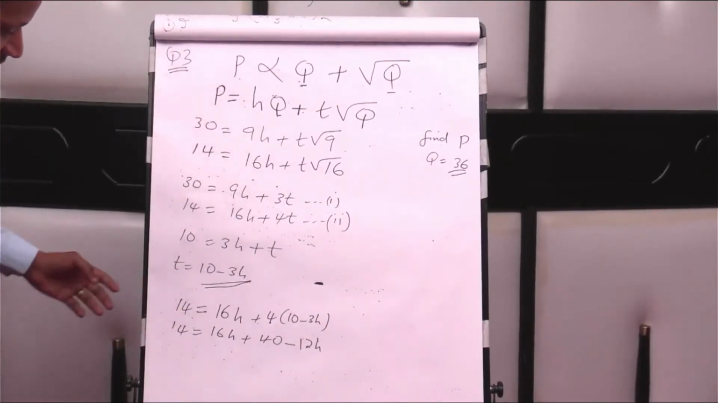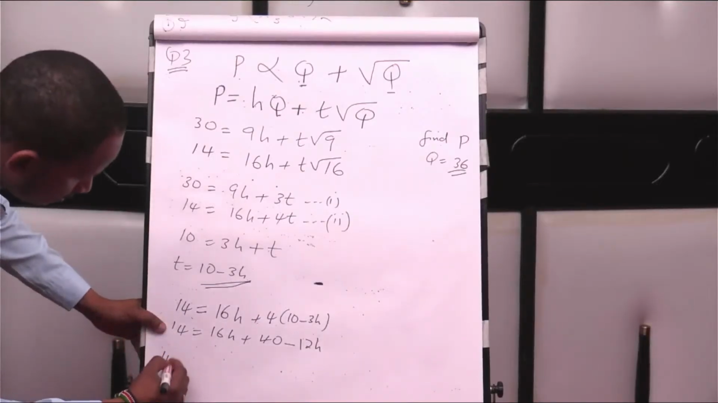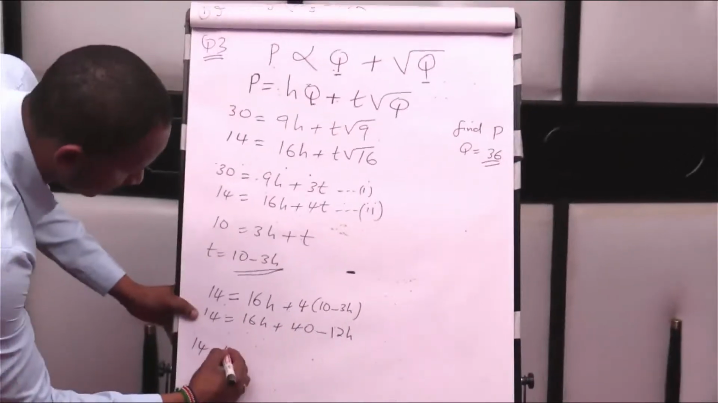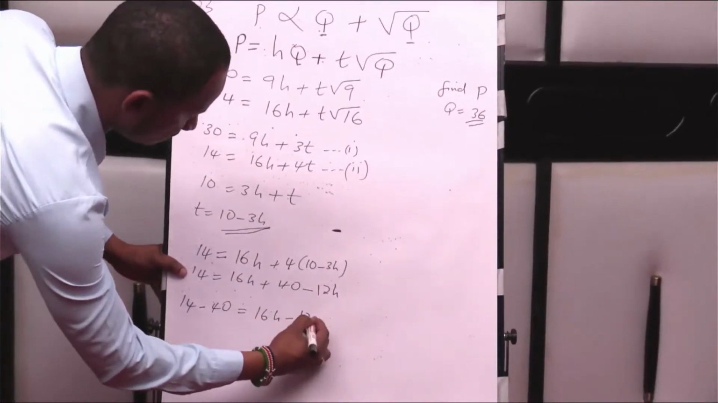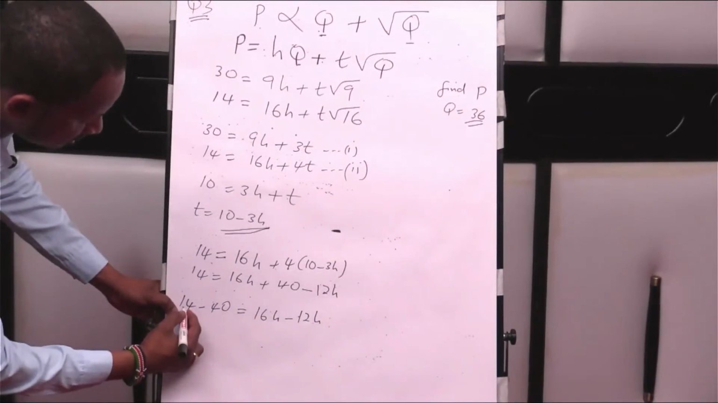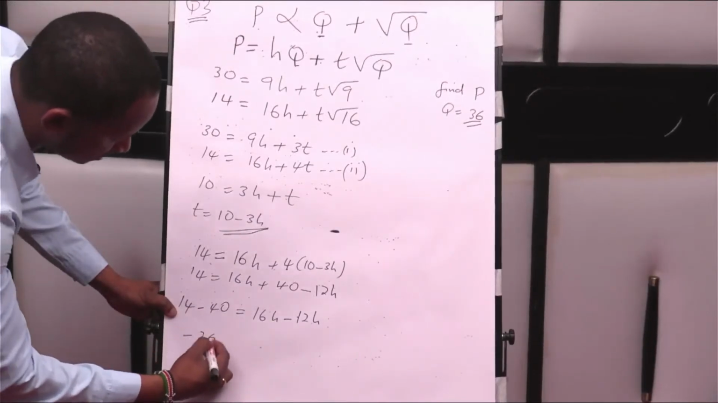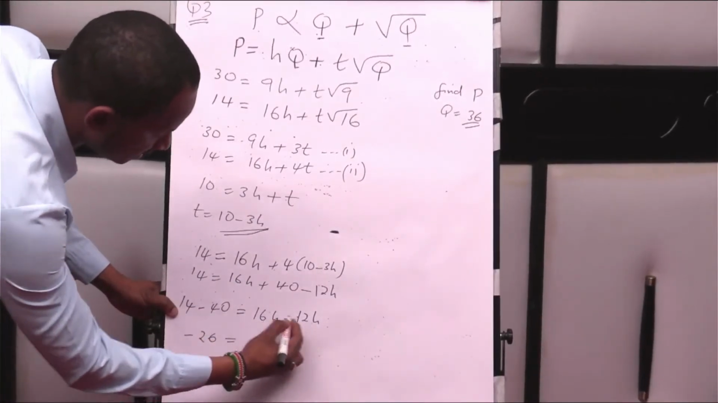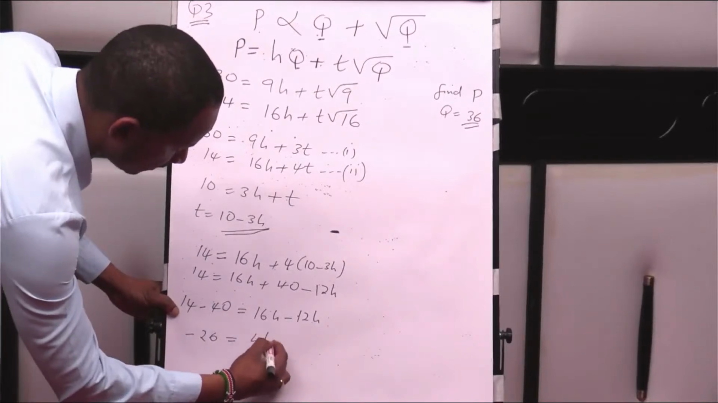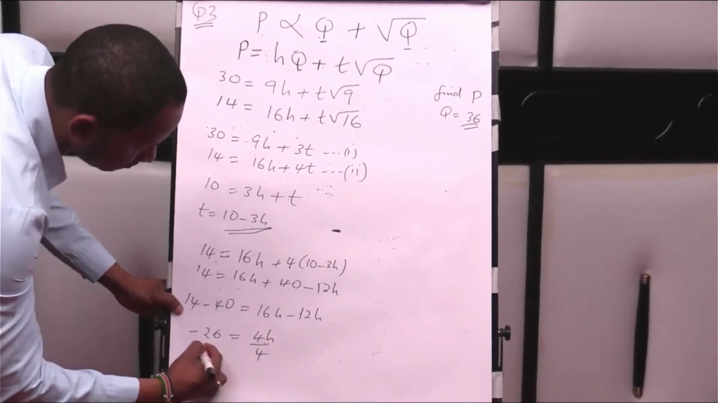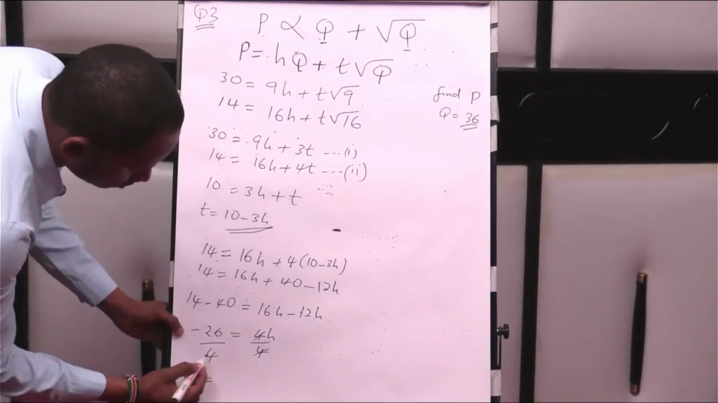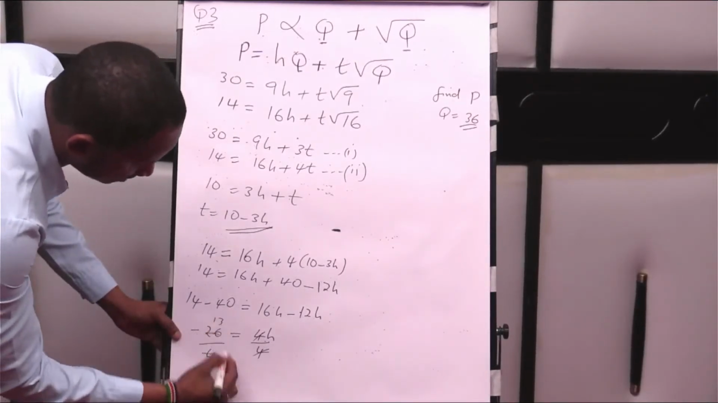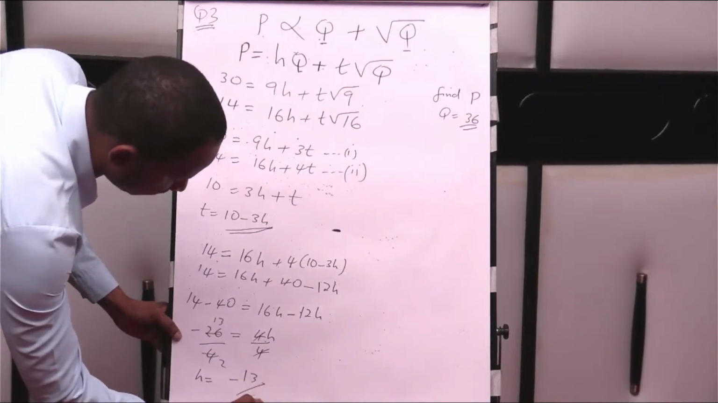Then collect the like terms. So 14, when 40 crosses this side, becomes minus 40, equals 16H minus 12H. So 14 minus 40 is minus 26 equals 4H. Then divide both sides by 4. So H equals, 2 here 2, 2 here 13, becomes minus 13 over 2.